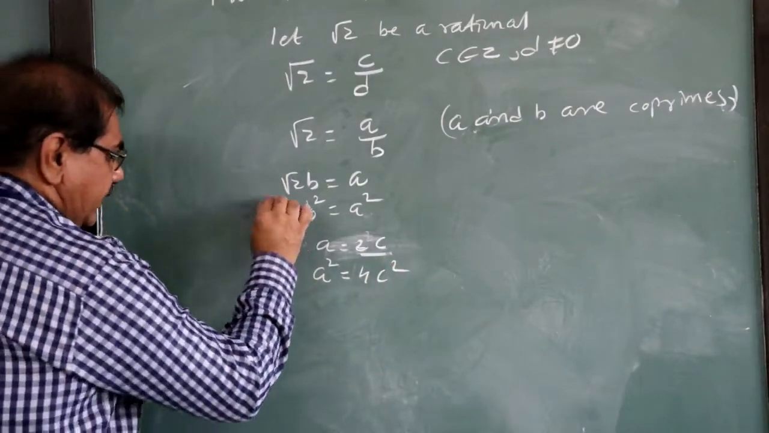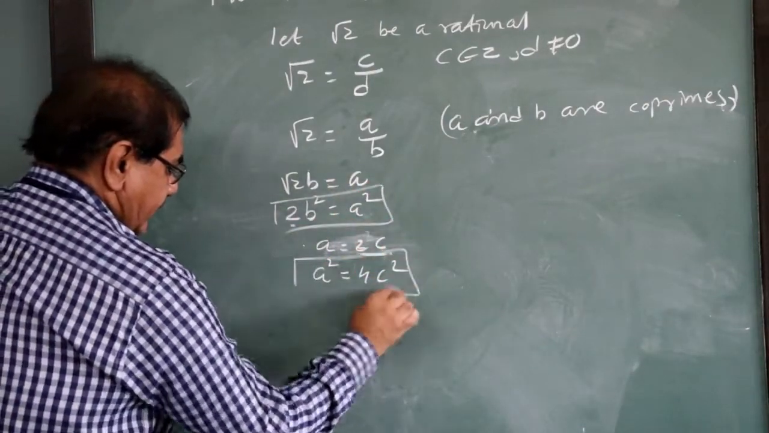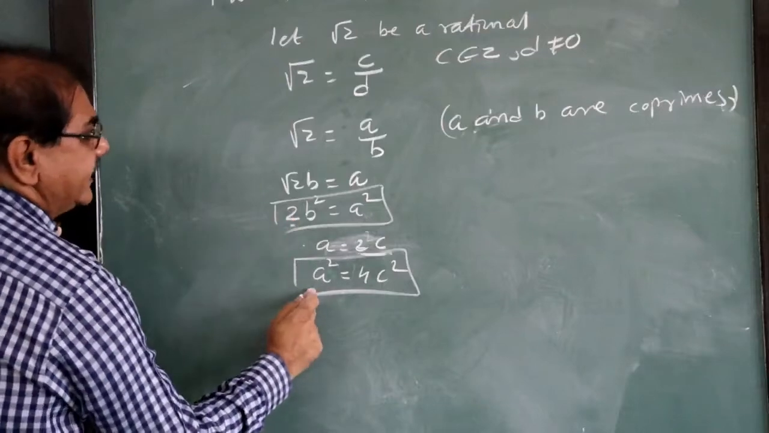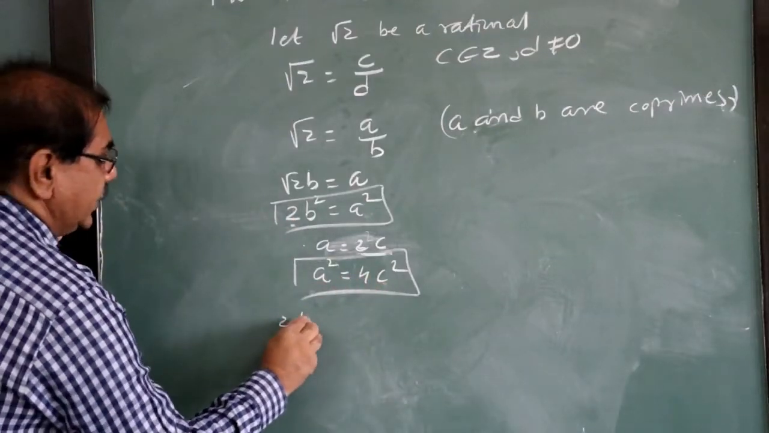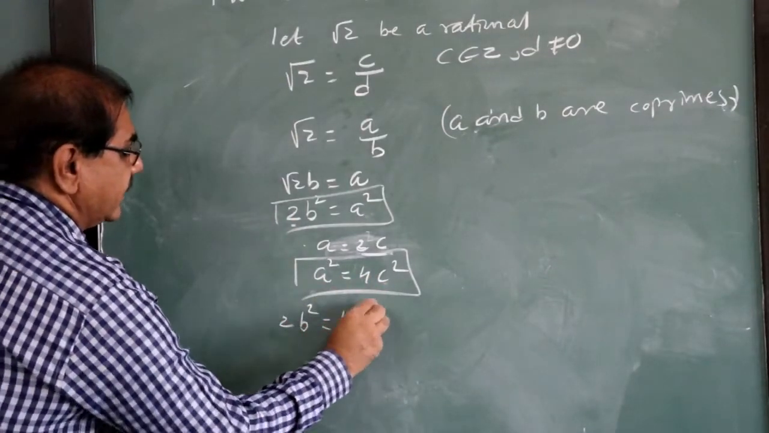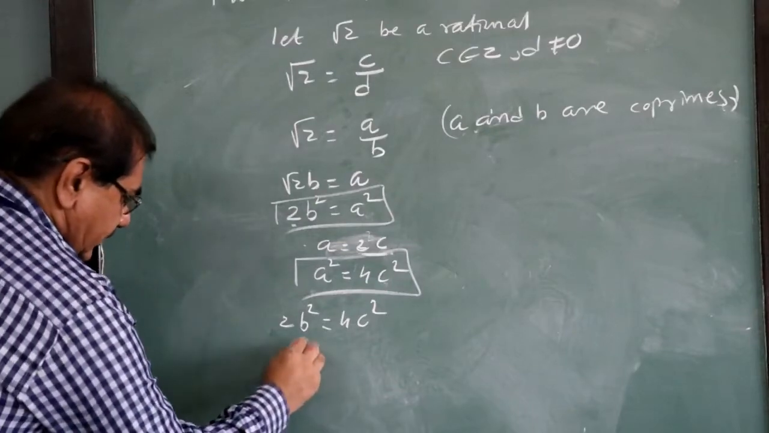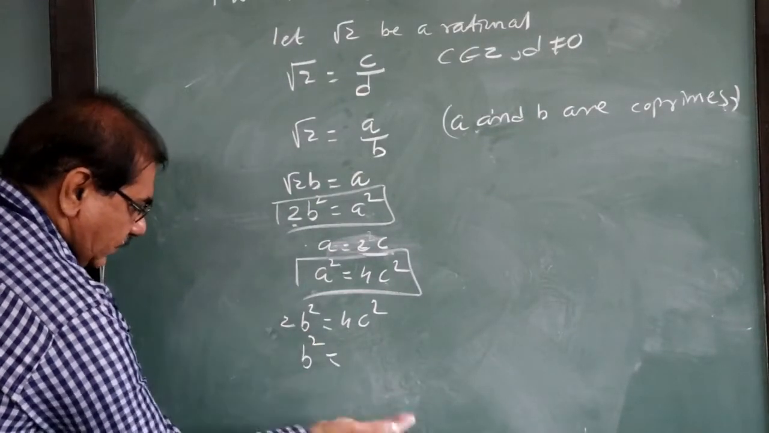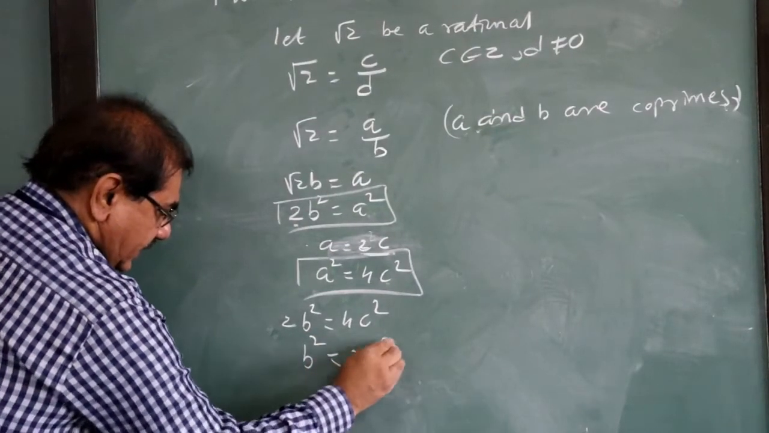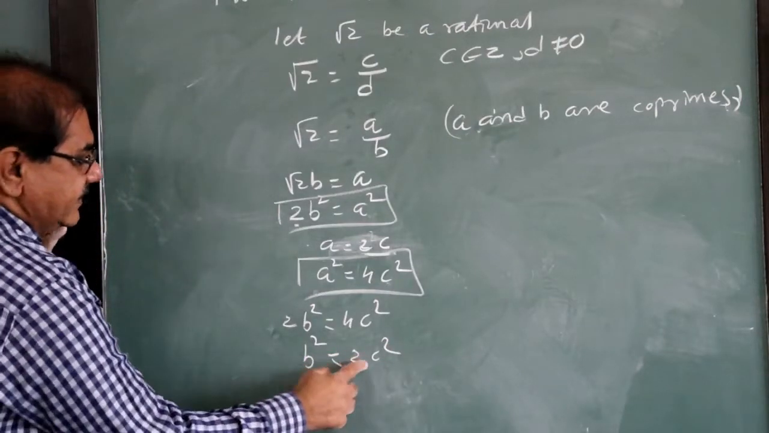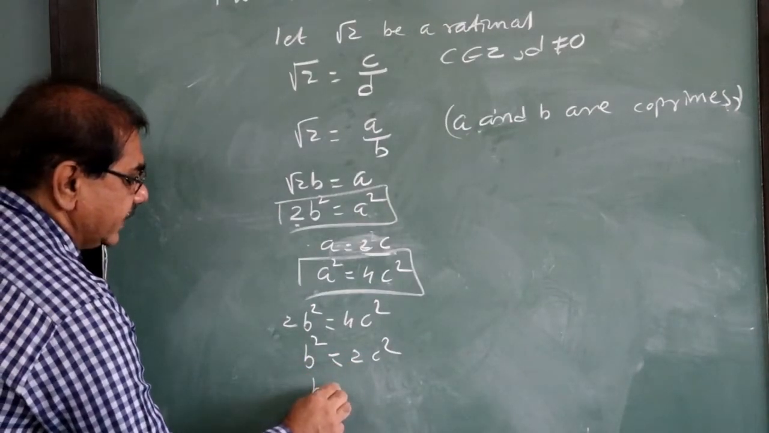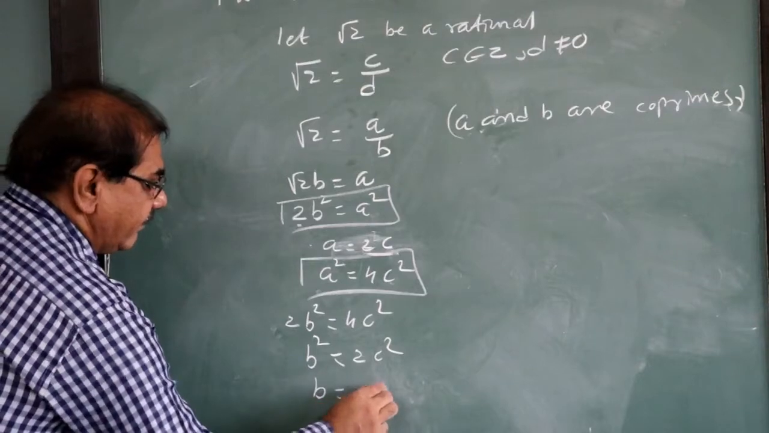Now we have two values for A square. A square is this also, A square is this also. So I can say 2B square is equal to 4C square. So B square is equal to, 2 goes down, 2 2s are 4, C square. So B square is even, so B also is even.